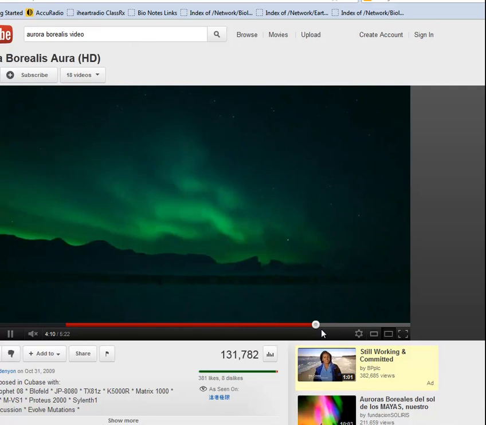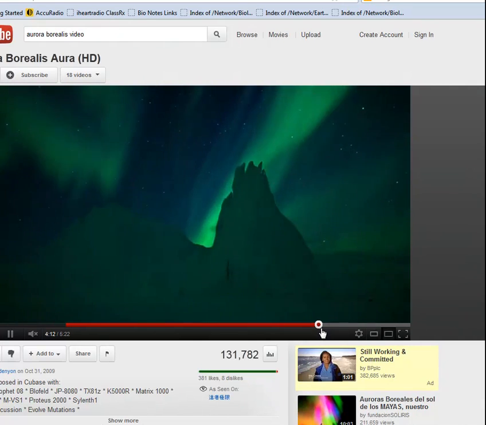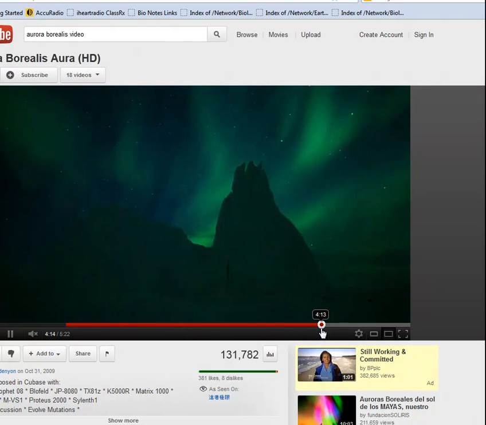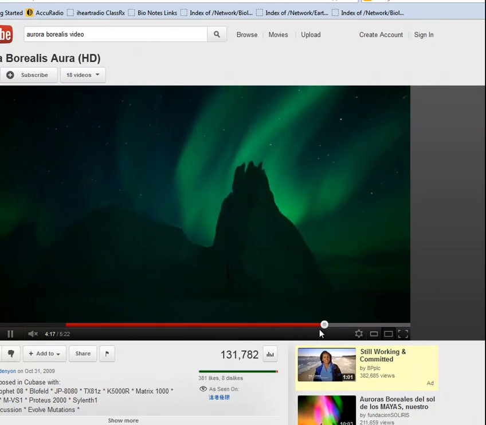Okay, Aurora Borealis, caused by solar wind hitting our atmosphere. It's part of an unromantic view of an incredibly beautiful show.